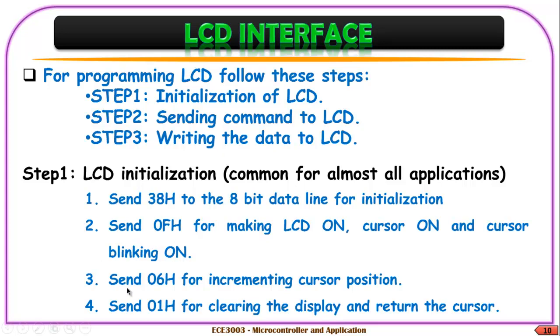The next important information we need to pass is 06. This defines in what order the display has to perform when we display characters, so it increments the cursor position. After which we send the value of 01 for clearing the display. These two steps are interchangeable. Sometimes they first clear the screen and then send the incrementing cursor position instruction to the LCD, or sometimes they first do the incremental cursor position operation and then clear the data already existing on the LCD screen using instruction 01.